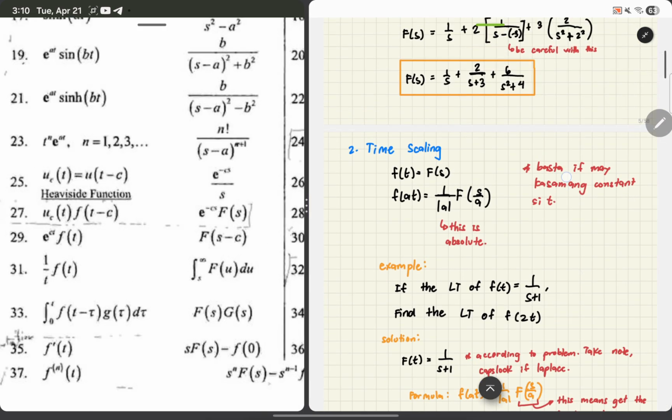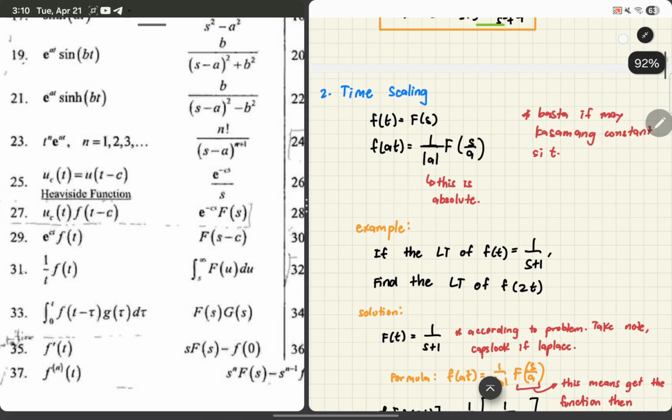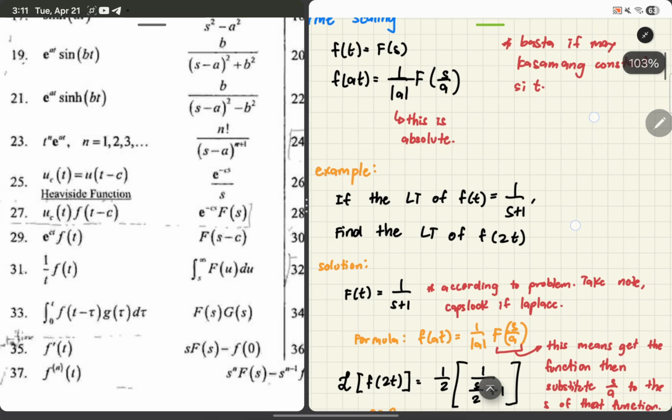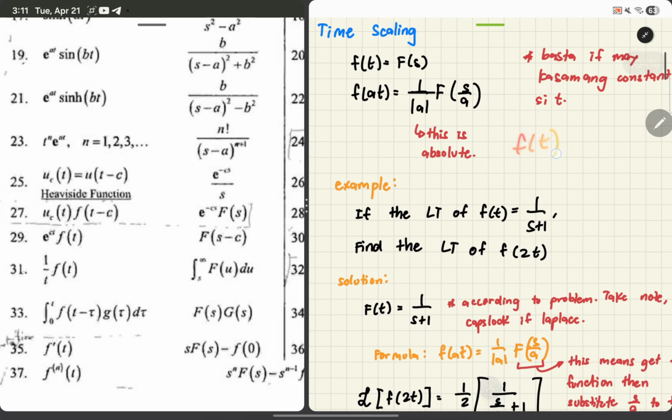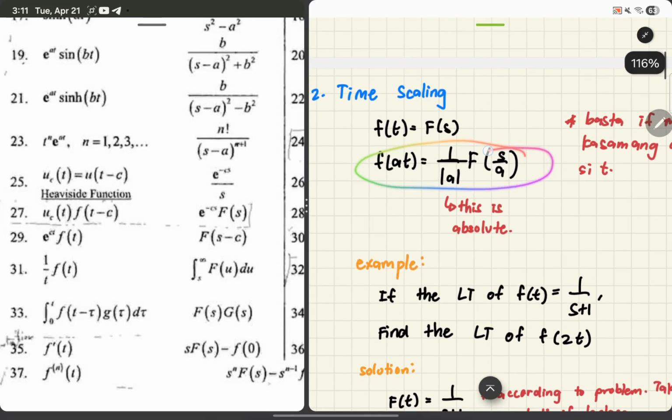Now let's proceed to the other property, which is the time scaling. This happens if our function is accompanied with a constant. So usually it's just f of t, and then usually other expressions. Now in time scaling, we have a constant together with the function. So for example, we have f of 2t and so on. If that's the case, this is our formula.